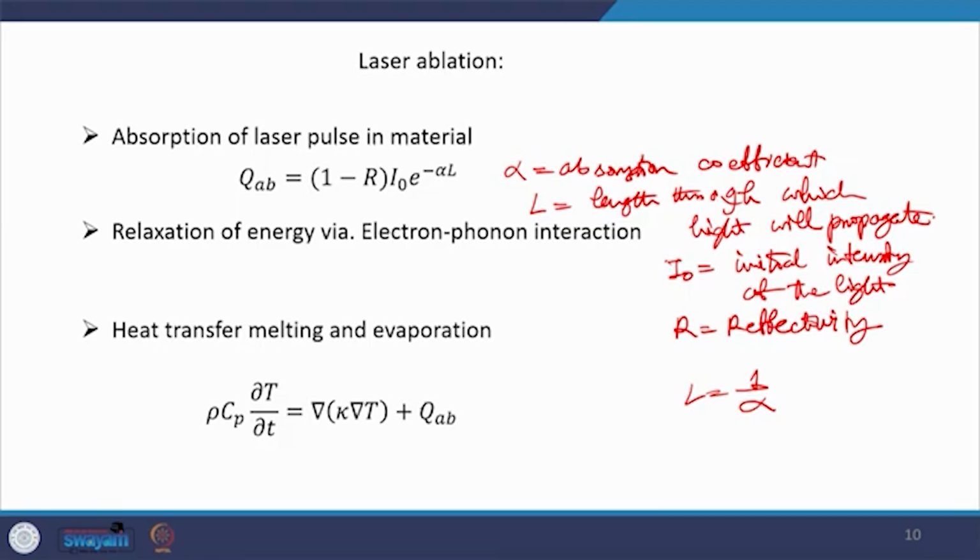In the heat conduction equation, which most of us are familiar with, rho is the density, Cp is the specific heat, kappa is the conductivity, and T is the temperature. This is the heat conduction equation, and one can use it to calculate the rise of temperature on the surface of the target.